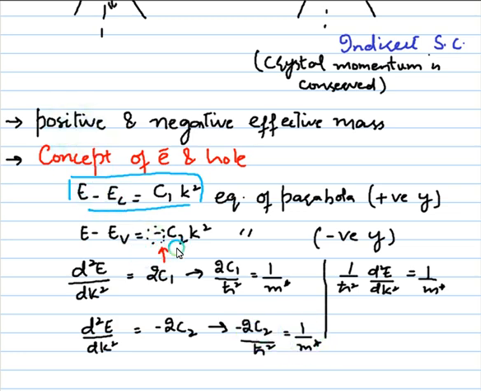Now why did this C2 come out to be negative? If C2 was negative here, then this equation would have become positive. But see, E minus EV, you can say that your EV is greater than E. So C2 has to remain a positive quantity because the difference of these two energies is negative, so you cannot change the sign over here. So that is what is happening. I hope you are able to understand what I am trying to tell you.